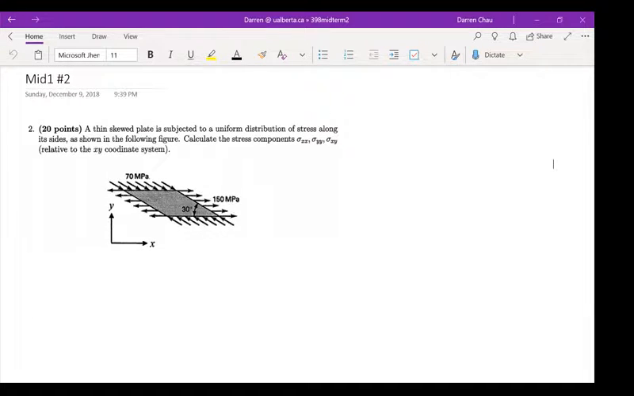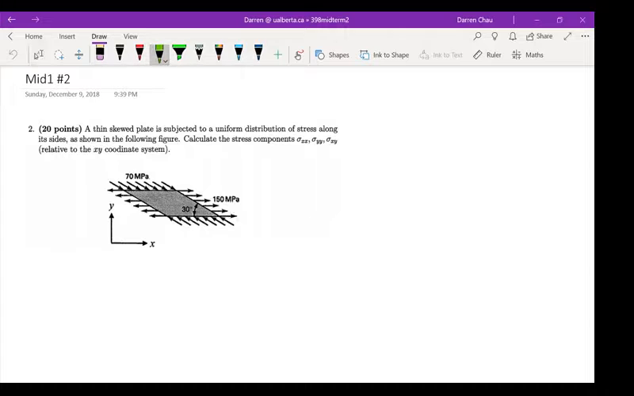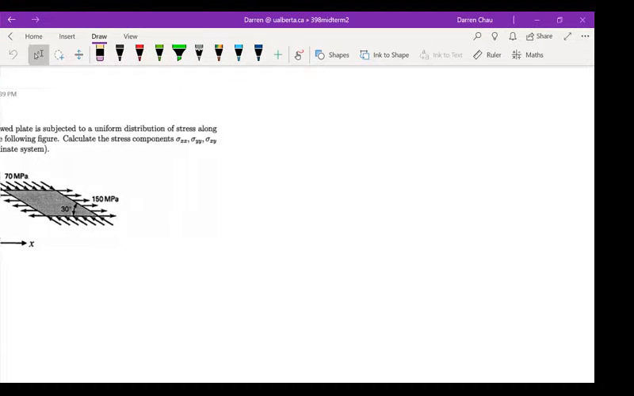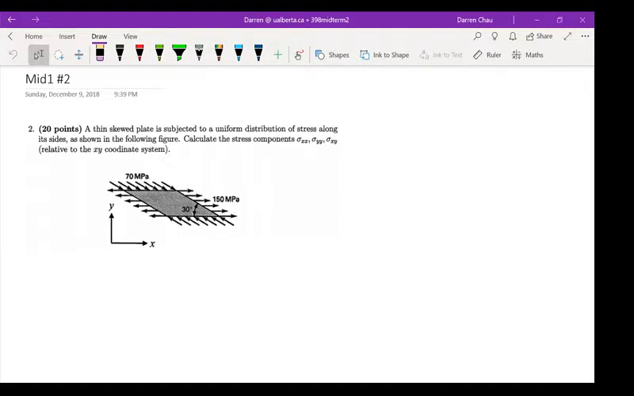So this plate has the stress of 70 megapascal acting in slanted orientation, as well as the 150 megapascal acting horizontally. To approach this problem, there are multiple methods to calculate all those stress components, but the easiest way is to use the force equilibrium equation.